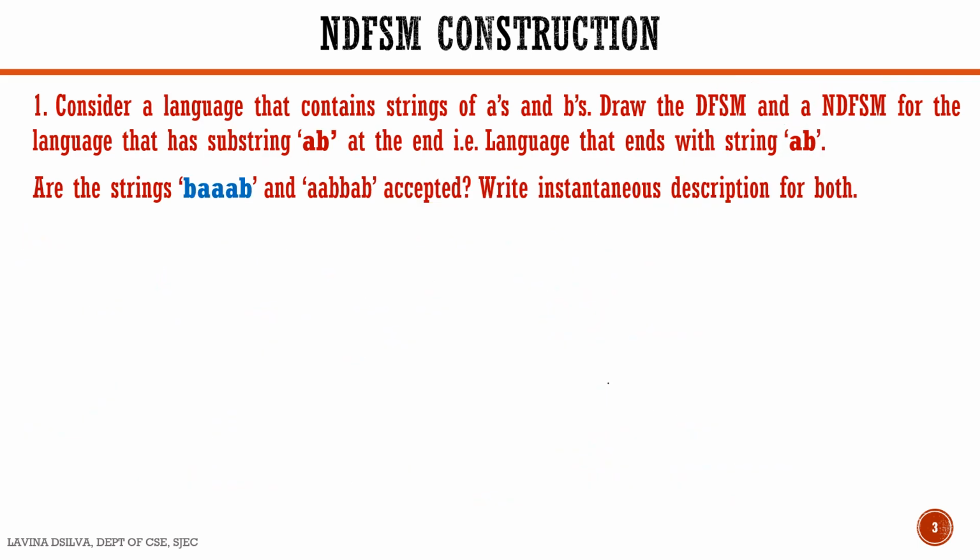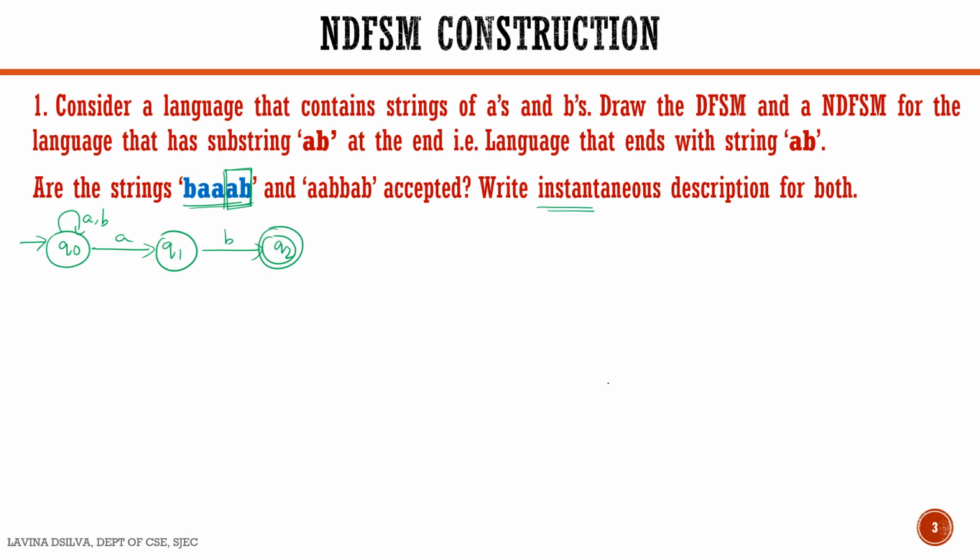Now let us consider the string baaab and see whether it is accepted by this language. It is supposed to be accepted by this language because when you check the string visually, you can see that it ends with AB, right? It ends with AB. But let us check with the concept of instantaneous description. So I'll redraw the NFSM, and then we'll try out the instantaneous description.